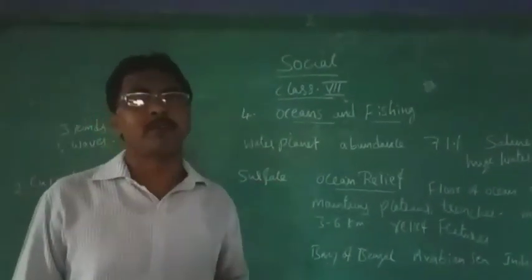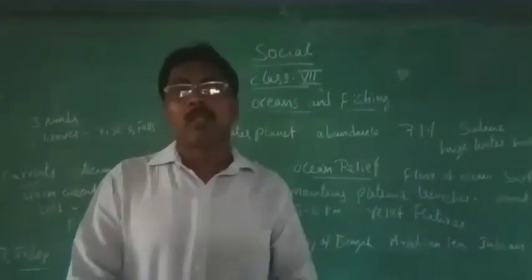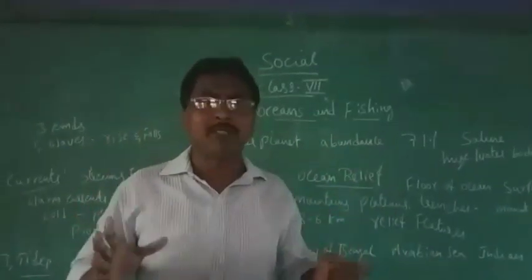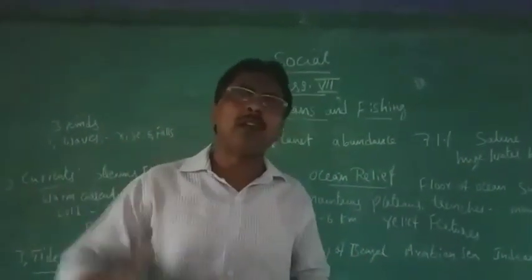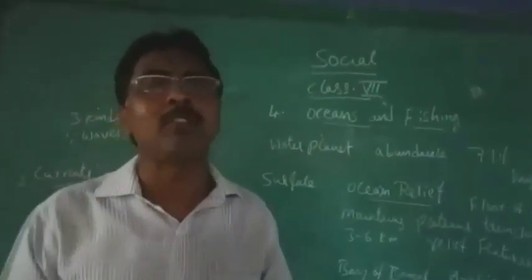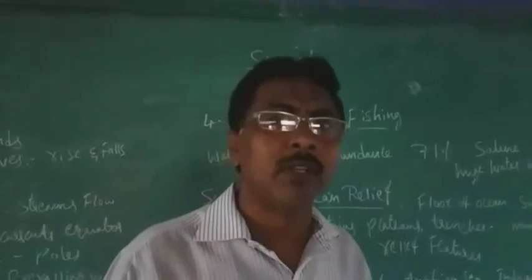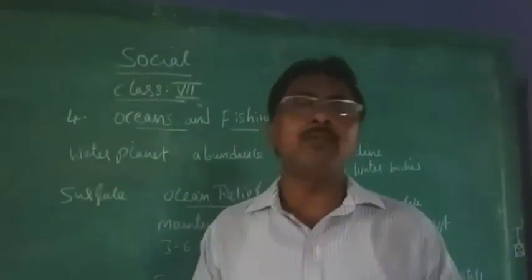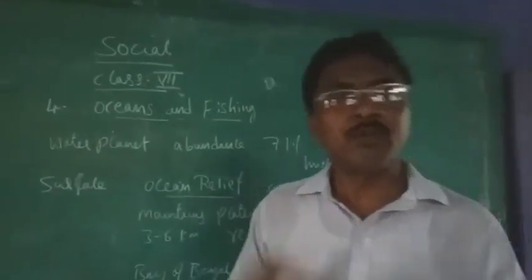Ocean means what? Why did they give the name ocean? The meaning of ocean is that it is very deep. You can't find the depth of the ocean. That is called an ocean. Now today I'll tell you how many oceans there are.